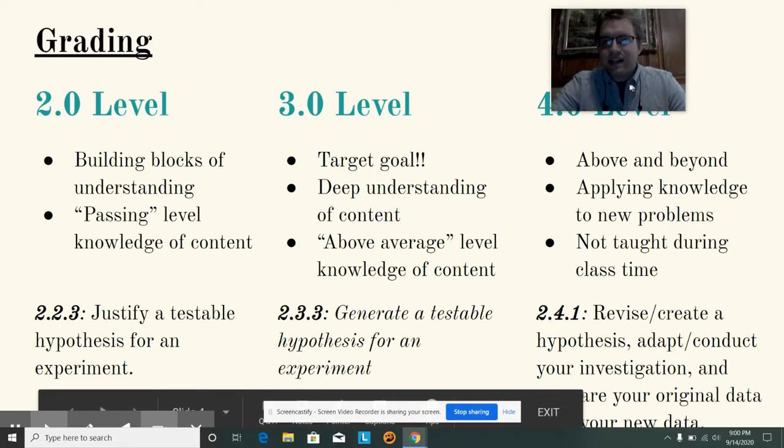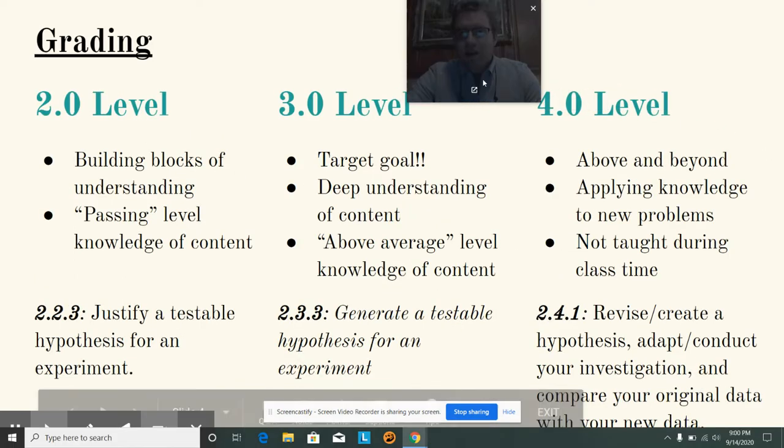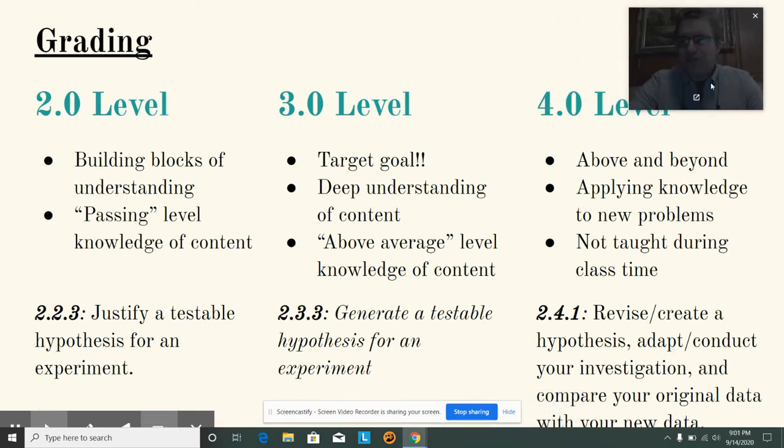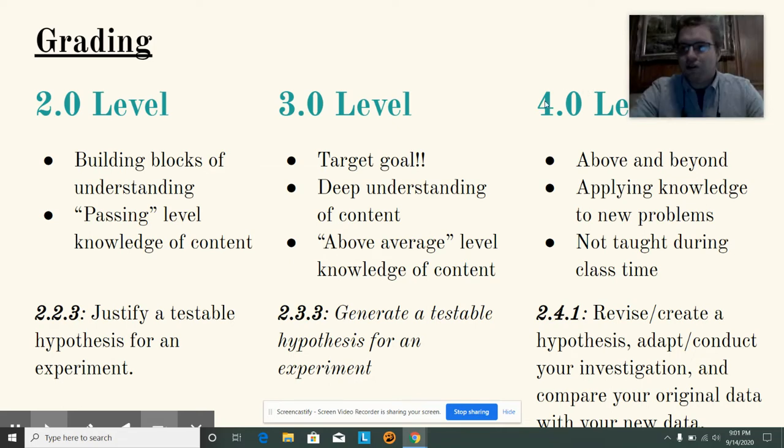To give you another idea, currently there are, I believe, 4 levels, with one being even below standard-level knowledge. For example, 2.0 is building block understanding, the passing level of knowledge of the content. An example is you're able to justify a testable hypothesis. You're not creating your own; you're being told hypotheses, and you can say that one is a good hypothesis.